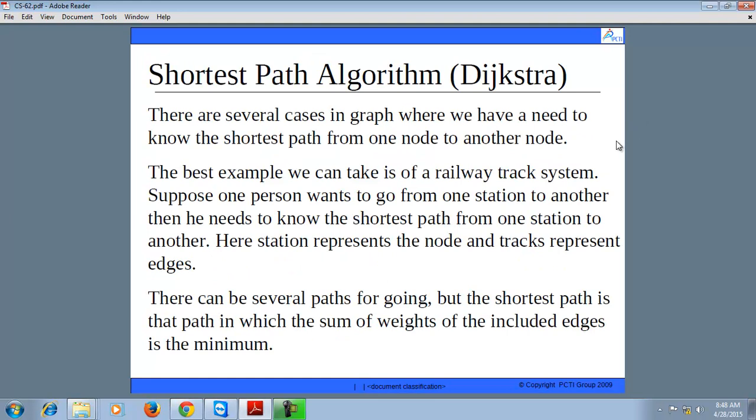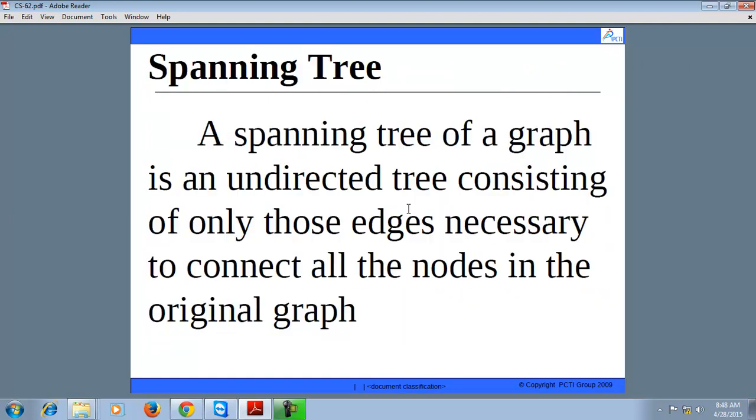This is the shortest path algorithm, like we can say Dijkstra algorithm. The main purpose of Dijkstra algorithm is to explore the shortest path, or we can say the edges used to reach from one node to another node, but the weight of all the edges included in that path must be minimum of all the other edges.